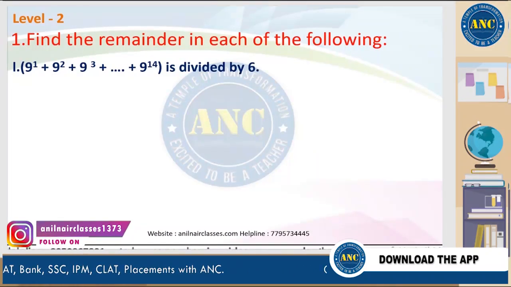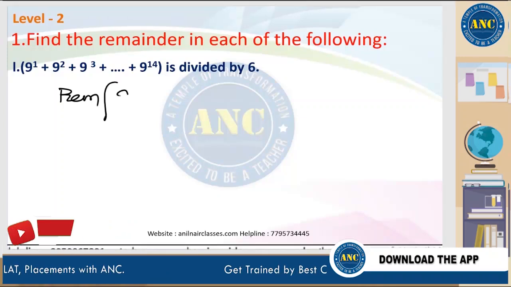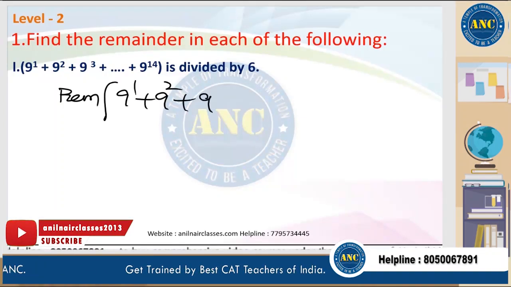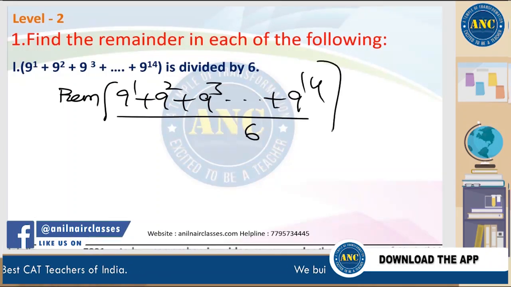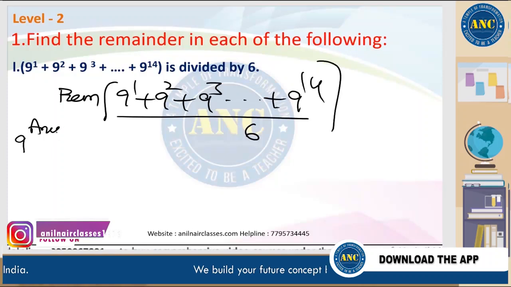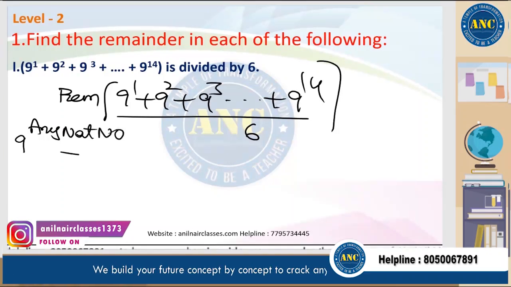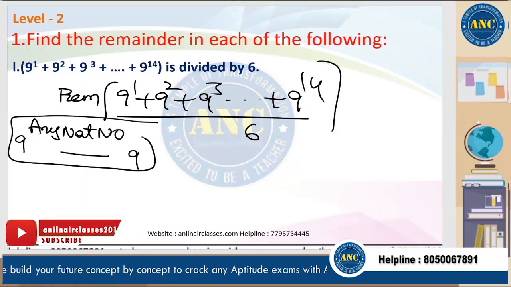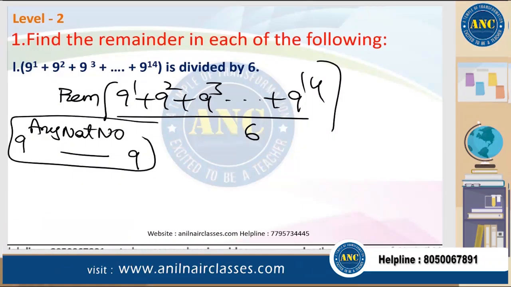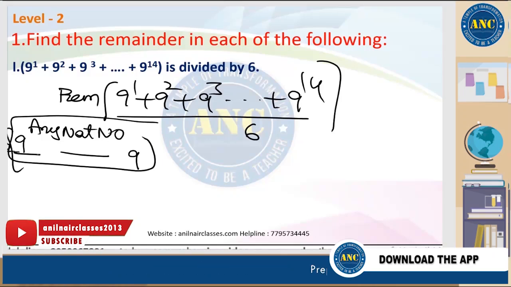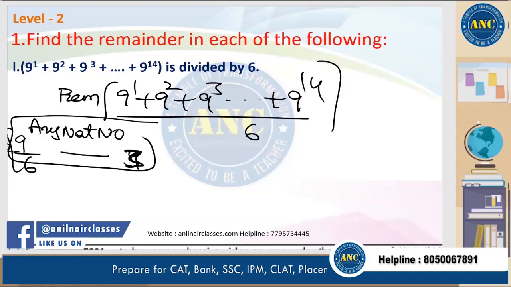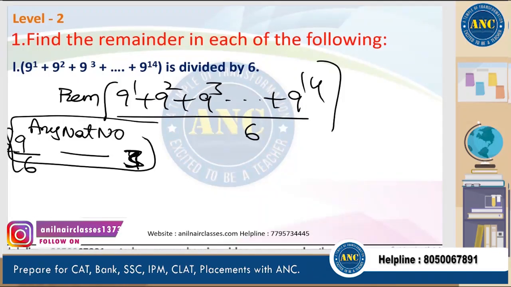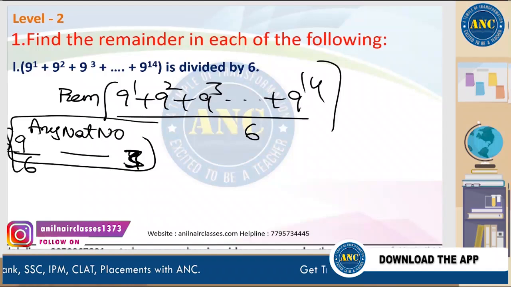Next one. This is an absolute 5 seconds problem. Remainder when 9 power 1, 9 power 2, 9 power 3 and so on up to 9 power 14 is divided by 6. 9 power any natural number divided by 6 gives remainder 3. Am I right? Please check it out.